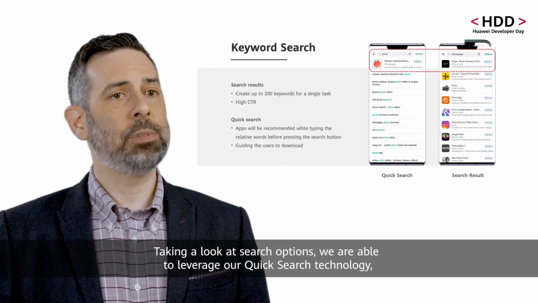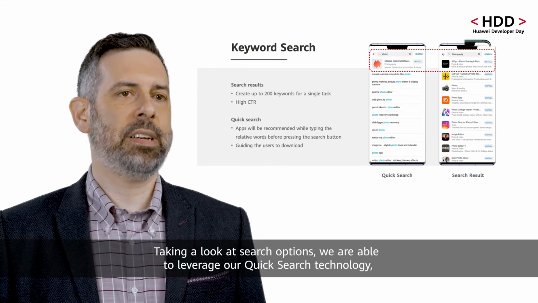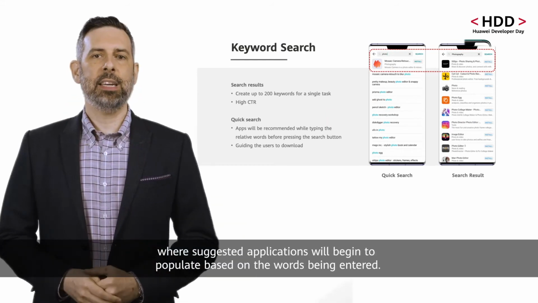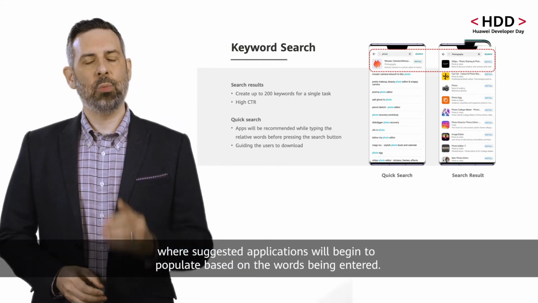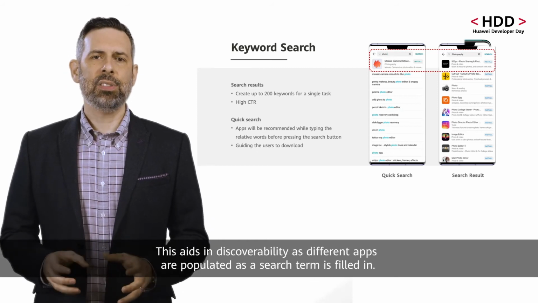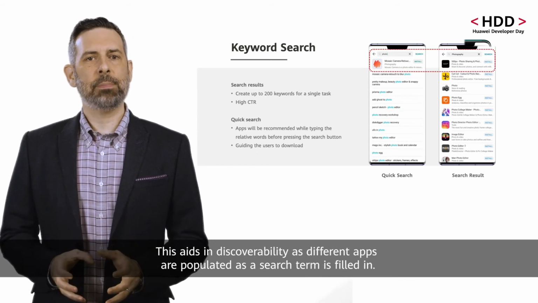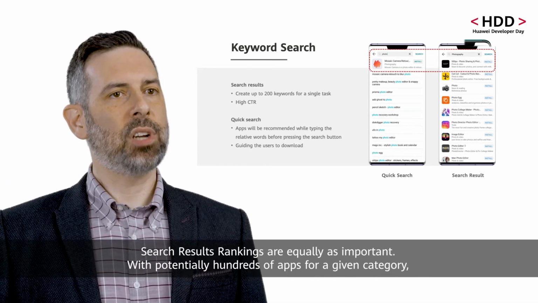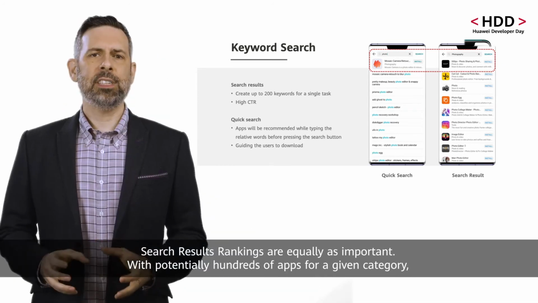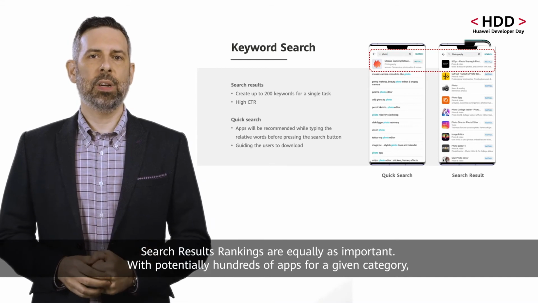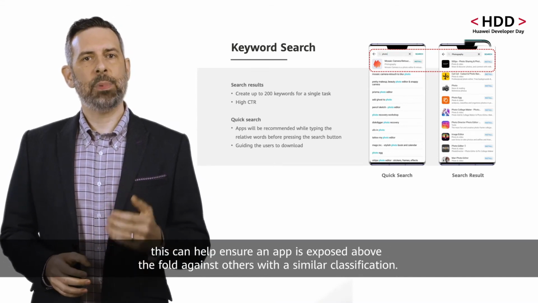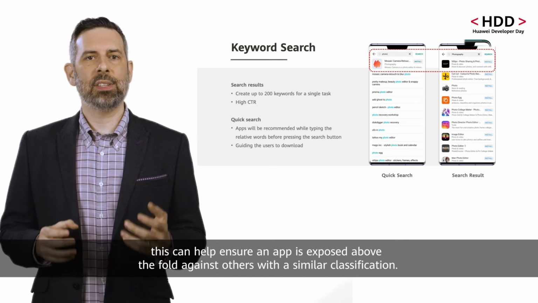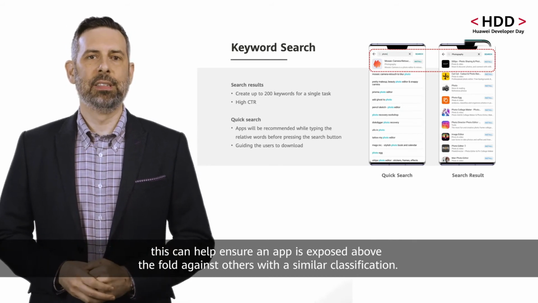Taking a look at search options, we're able to leverage our quick search technology where suggested applications will begin to populate based on words being entered. This aids in discoverability as different apps are populated as search terms are filled in. Search result rankings are equally as important. With potentially hundreds of apps for a given category, this can help ensure that an app is exposed above the fold against others with a similar classification.